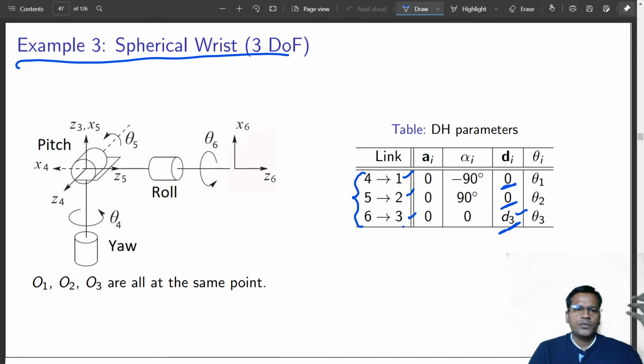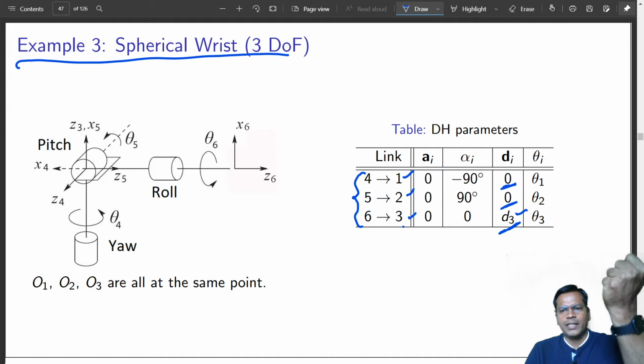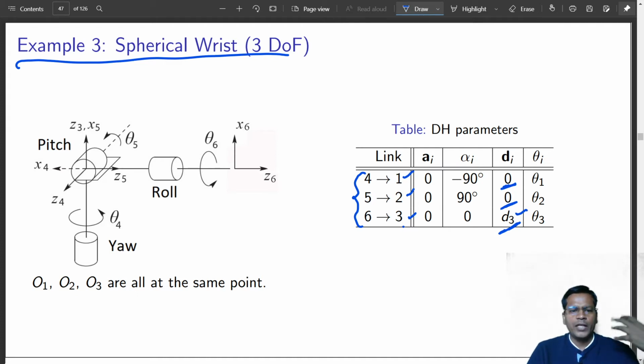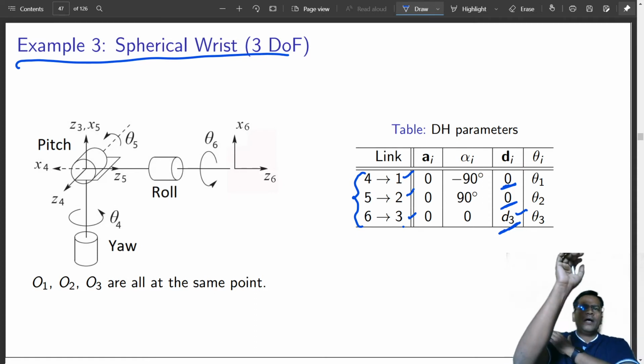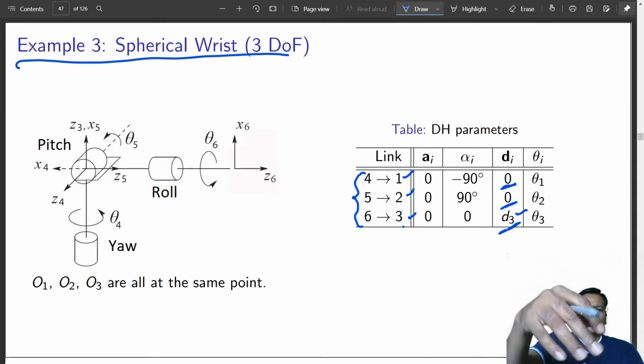A spherical wrist has no meaning by itself. It can just orient something in space. It cannot translate, so it cannot do any valuable job. Rather, it is used just to orient things. Your wrist without your arm has no meaning. You have to go there and then orient to do something. So that is why it is like this.